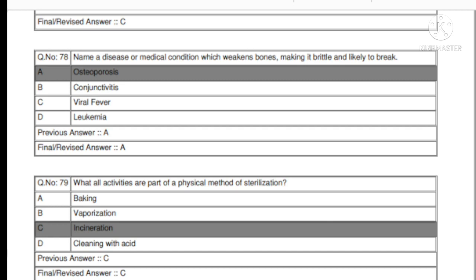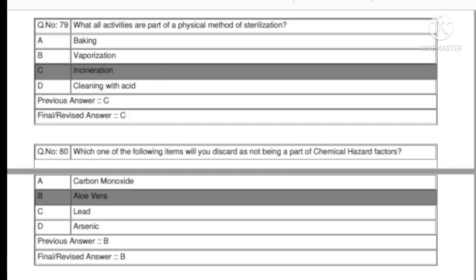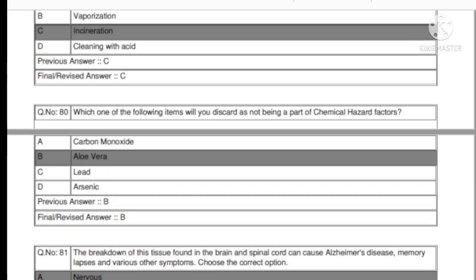Going on to next question, question number 79. What all activities are part of a physical method of sterilization? Question is asked upon the physical method of sterilization. Baking, vaporization, incineration, cleaning with acid. So its answer is C part. Incineration is a physical method of sterilization.